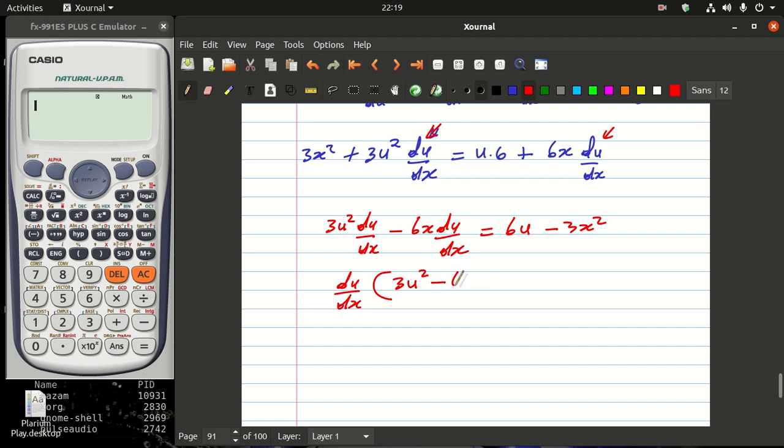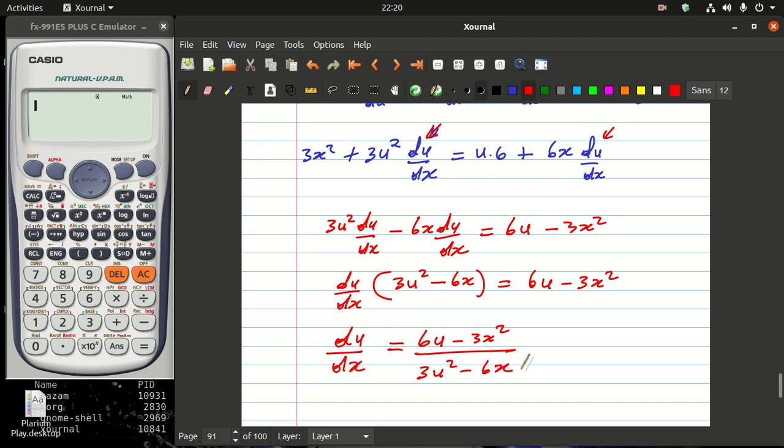and then I'm going to subtract 6x, and then on the other side, because if I'm taking this du, I will be left with that. If I'm taking this du dx, I'll be left with this minus 6. And then this side I still have 6u minus 3x squared, and then of course I divide on both sides by this, and I will be left with du dx, which is the same as 6u minus 3x squared, and then I divide this whole thing by 3u squared minus 6x.